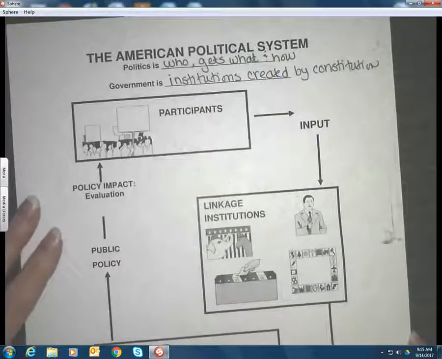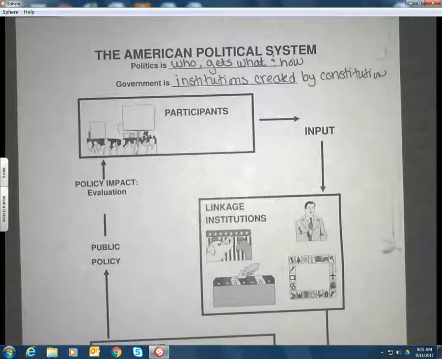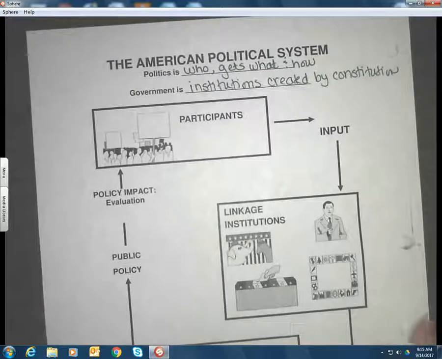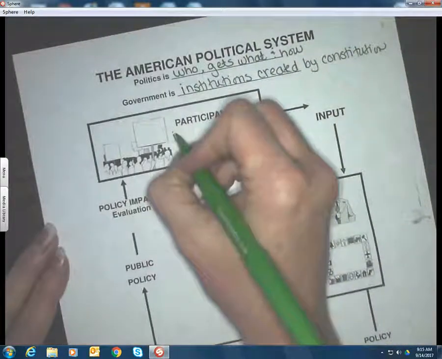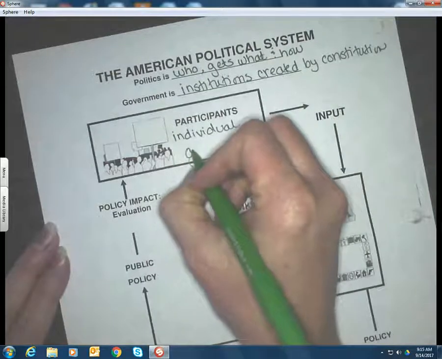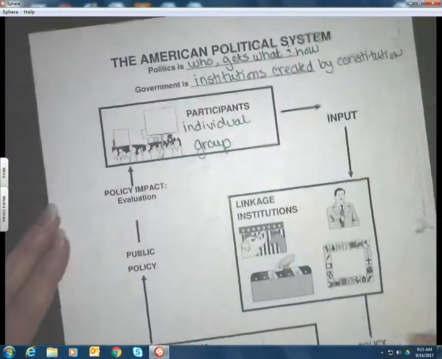Because we are not an authoritarian system, you have to think of everything in our country as originating with the people. We're not a direct democracy. You all know that. We don't directly make decisions in our country, but everything has to emanate and originate from us because we operate on the idea of consent of the governed. So we're going to start our system looking at participants. As a participant, there are two ways you participate. You participate as an individual or as a member of a group. And I know that doesn't sound very fancy, right?